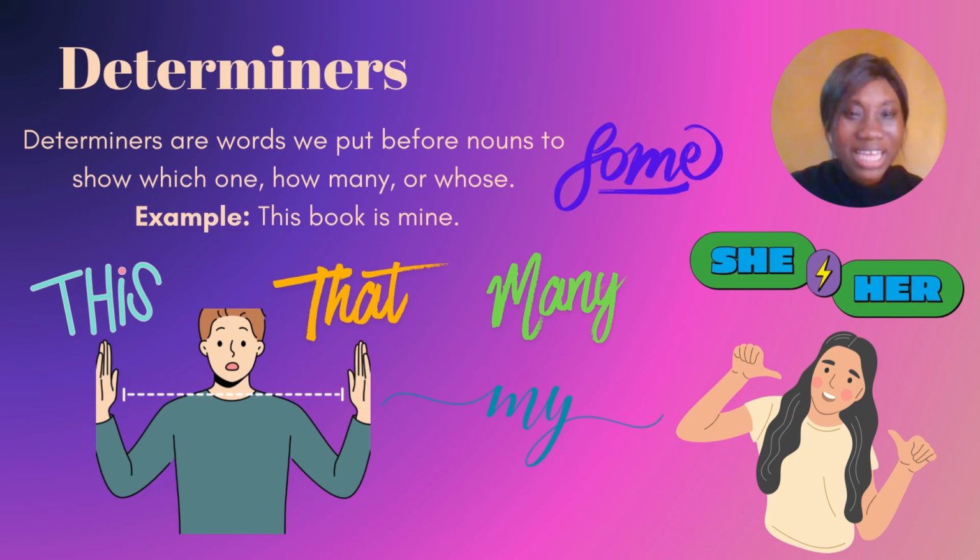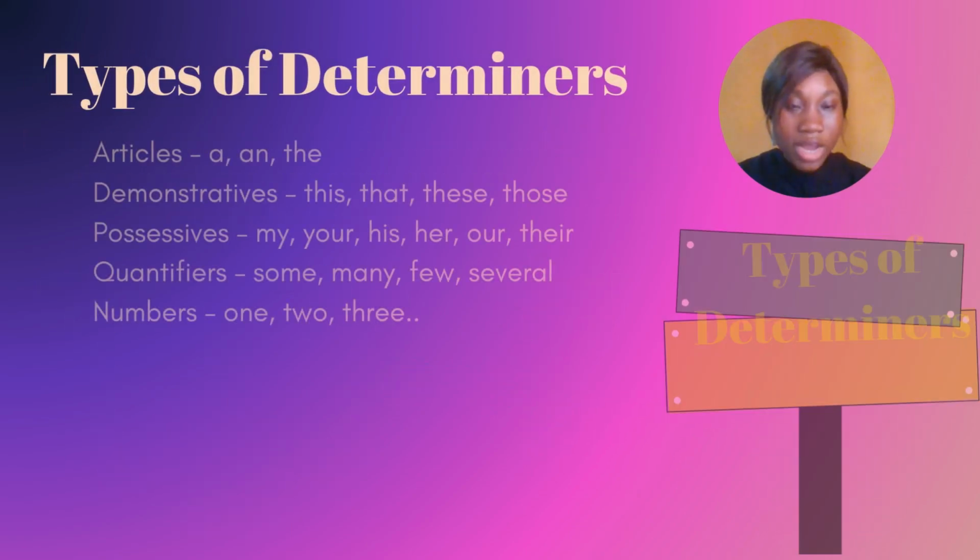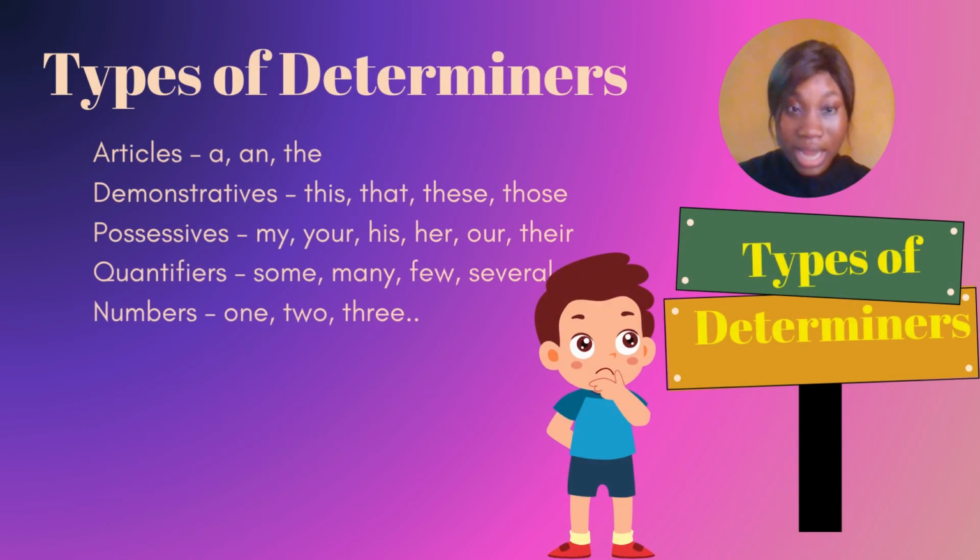So now you know, and it's going to be very easy for you to understand what determiners are, because you already make use of determiners every time you speak. So let's look at the types of determiners. Now we have five types of determiners.